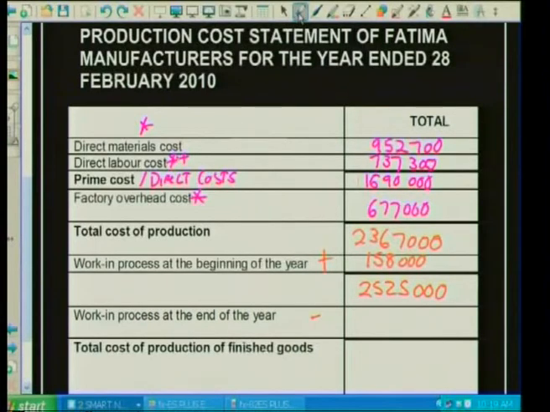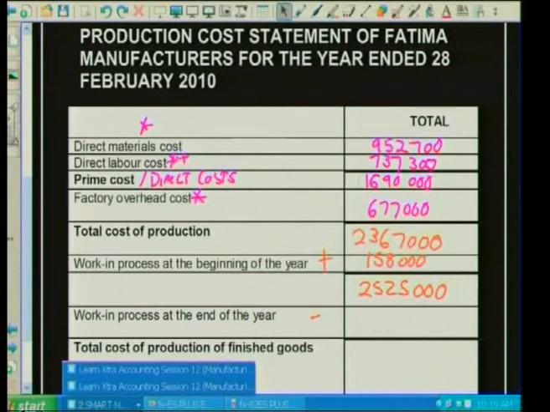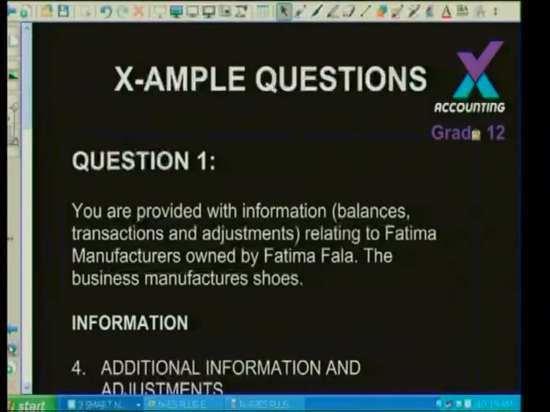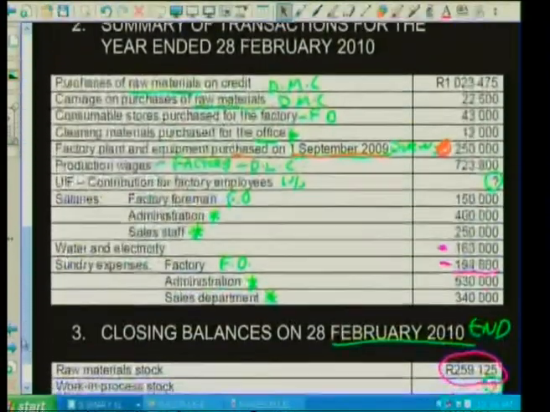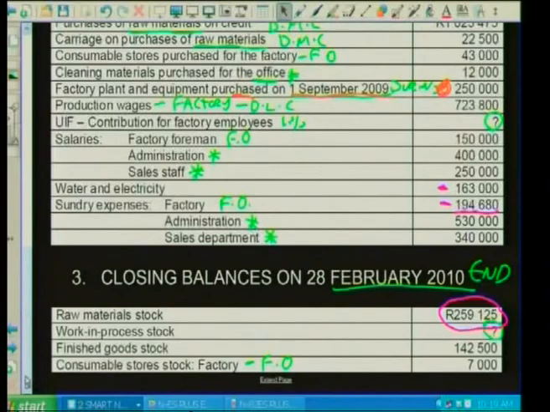So let's now go to our information. Work in progress at the end of the year. Okay, there we go. Closing balances on the 28th of Feb, in other words, at the end of the year, work in progress stock, and it's not given to us. Okay, don't you guys hate that when something is not given to you? Right, remember, people, if it's not given to you, then we obviously need to think a bit, think out of the box. How am I going to calculate my work in progress stock at the end of the year?